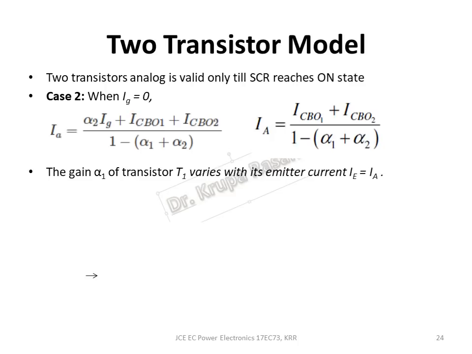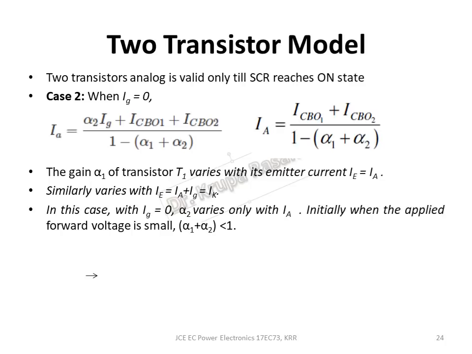Remember here I am not giving gate. The gain alpha 1 of transistor T1 varies with its emitter current IE, that is the anode current. Similarly, IE, which is also equal to Ia plus Ig, which is equal to Ik, that is the cathode current of the transistor T2. In this case, Ig is 0 and alpha 2, the second transistor gain, varies only with Ia.